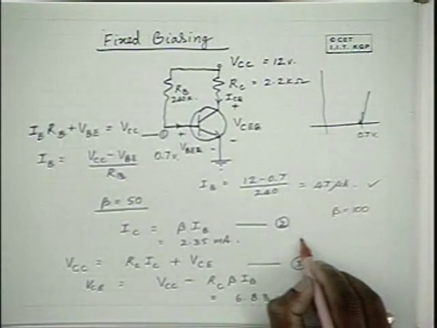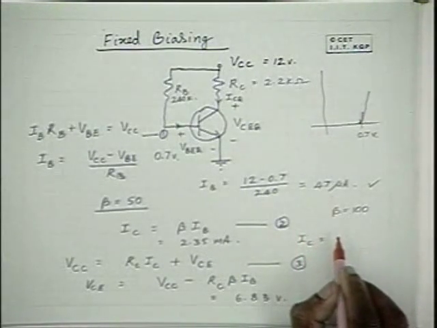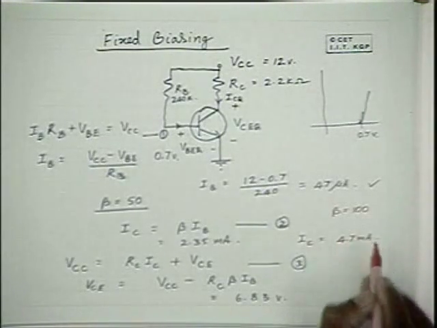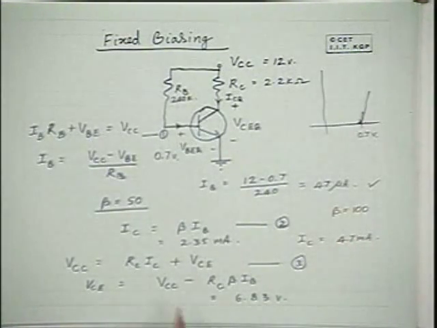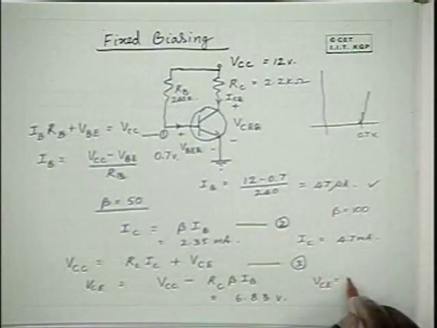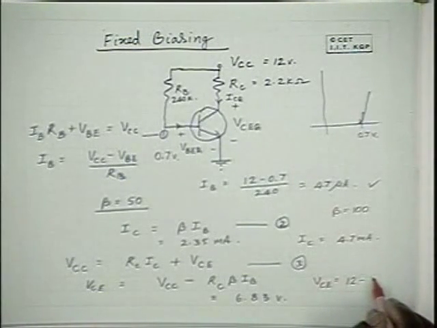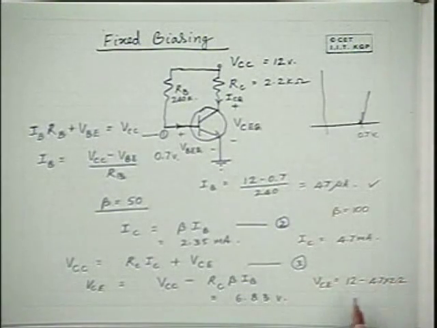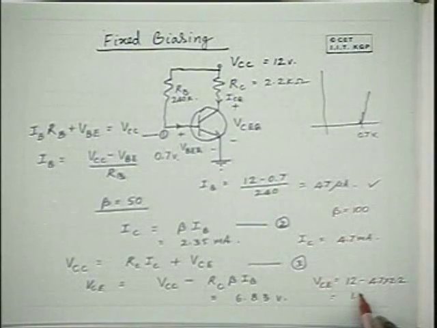And what about IC now? IC is 100 times IB, 4.7 milliamperes. With IC equal to 4.7 milliamperes, how much would be VCE? VCE is 12 minus IC into RC, that means 4.7 into 2.2. How much is that? It is 1.9 volts.